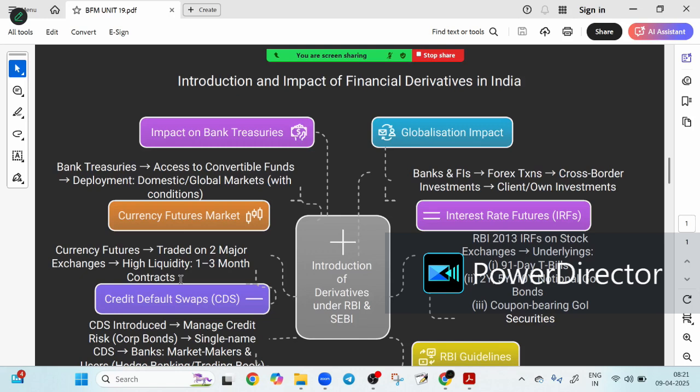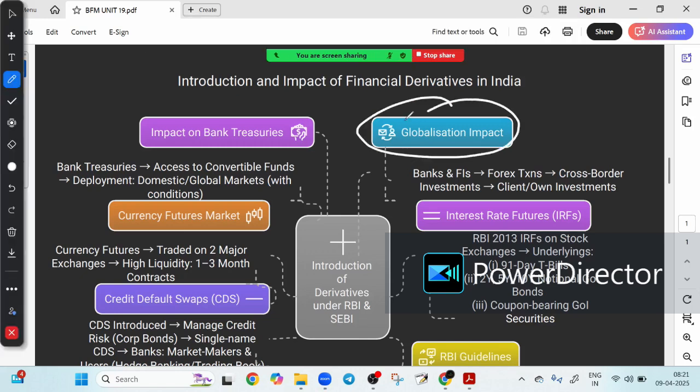First of all, let's talk about the globalization impact. On the top right side, you can see the globalization impact. As Indian banks and financial institutions engage in more forex transactions, derivatives help manage cross-border investment, both for the client as well as on investment. In short, globalization is not just a trend; it's an operational shift, and derivatives are the bridge. So again, I am repeating that as Indian banks and financial institutions engage in more forex transactions, derivatives help manage cross-border investment. This is a very important thing.